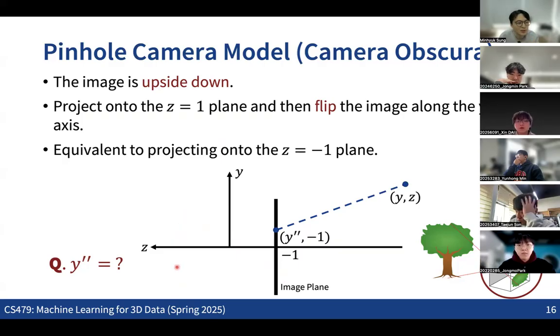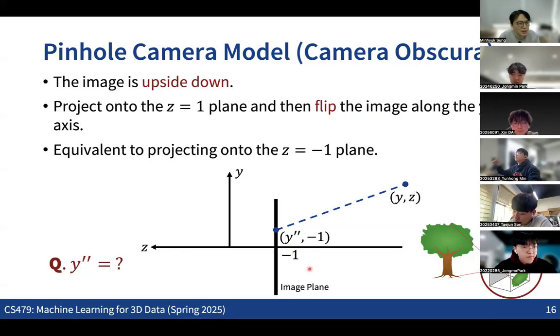So we are going to assume that the process of the pinhole camera is projecting over this plane. Okay? So if we project the points here into this image plane, where z is -1, then what is the y double prime here? Yeah, obviously minus y over z, right? So that's what we are getting.